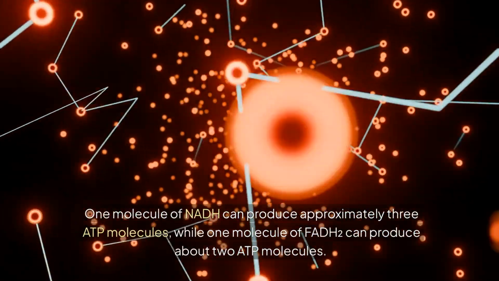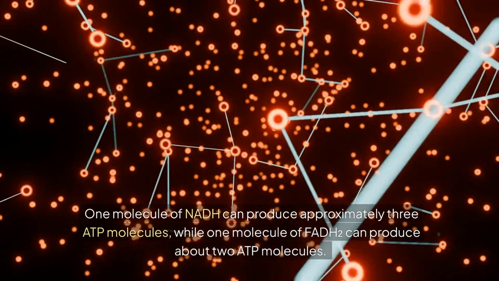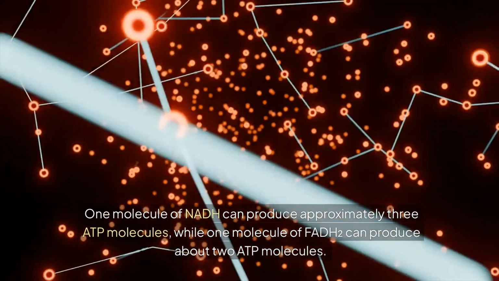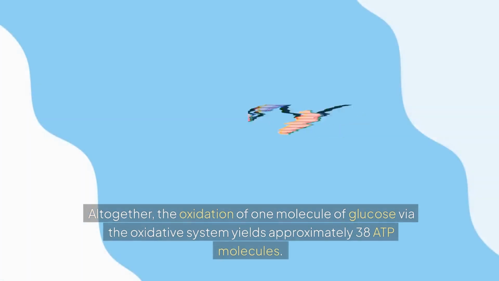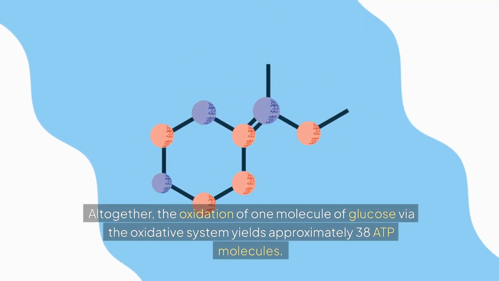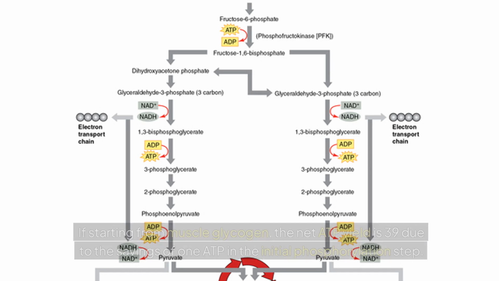One molecule of NADH can produce approximately 3 ATP molecules, while one molecule of FADH2 can produce about 2 ATP molecules. Altogether, the oxidation of one molecule of glucose via the oxidative system yields approximately 38 ATP molecules. If starting from muscle glycogen, the net ATP yield is 39 due to the savings of 1 ATP in the initial phosphorylation step.